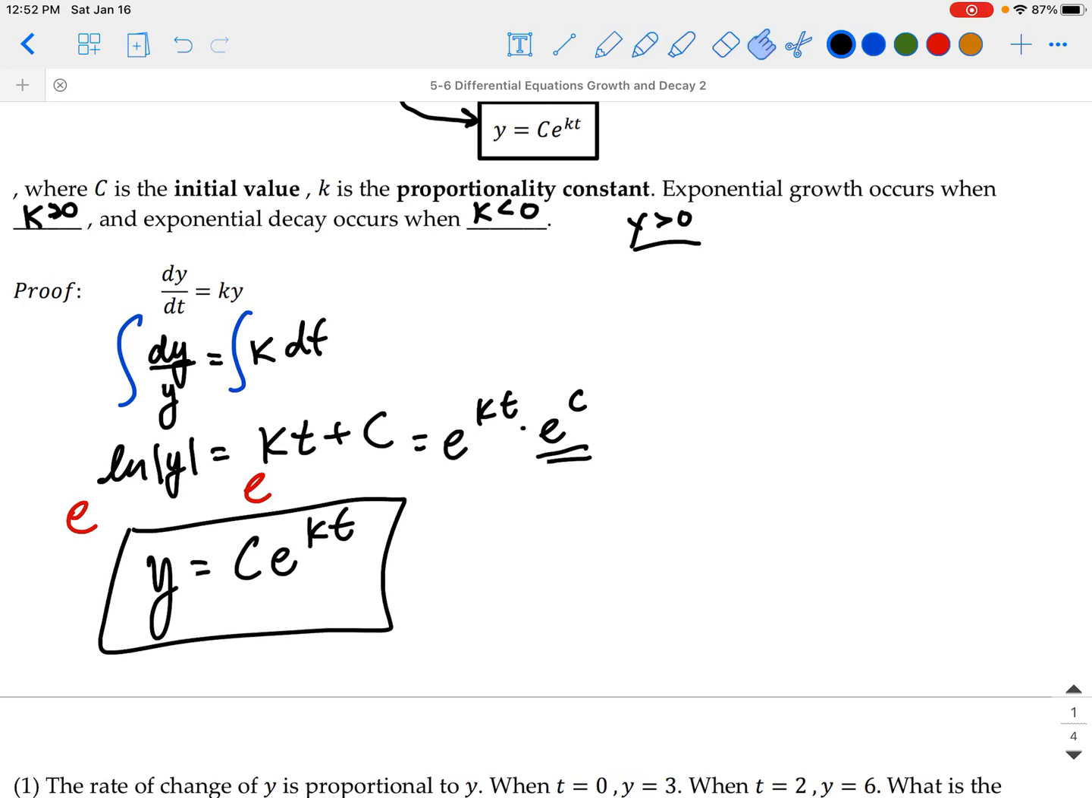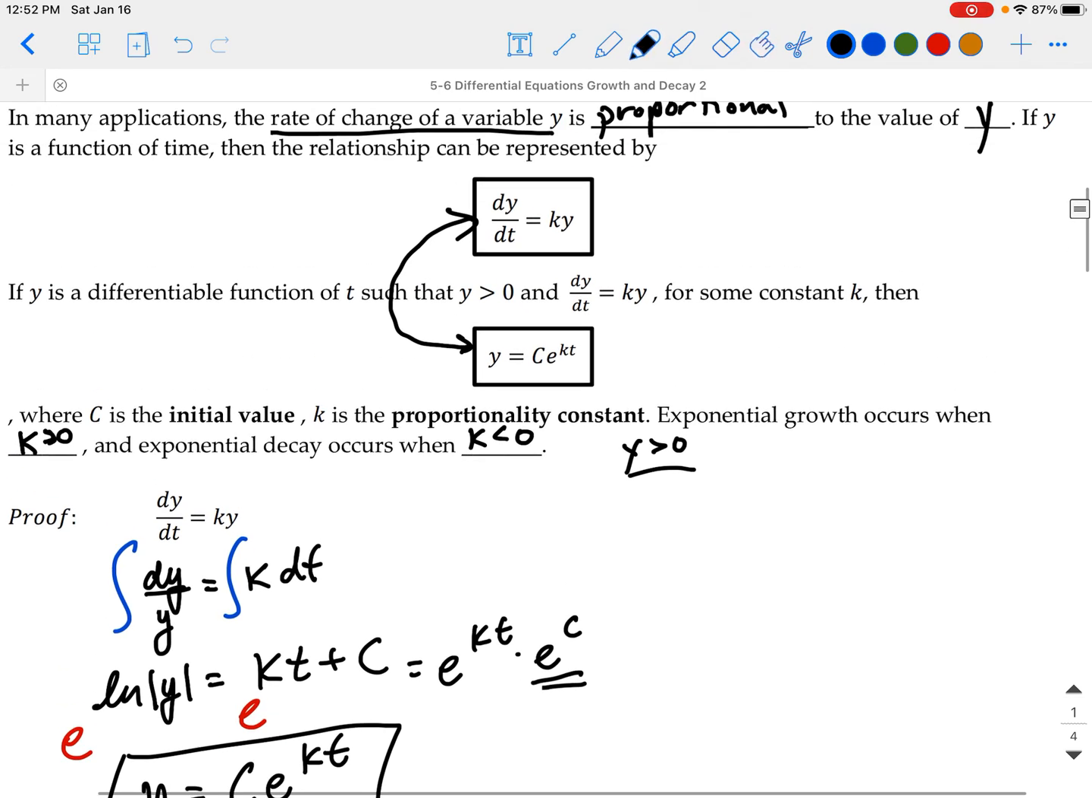So you don't need to reprove this. You can assume that if you've got a proportional relationship, so the derivative is equal to a number times the original function y, then you're going to end up with an exponential model for your original curve, for your general solution.